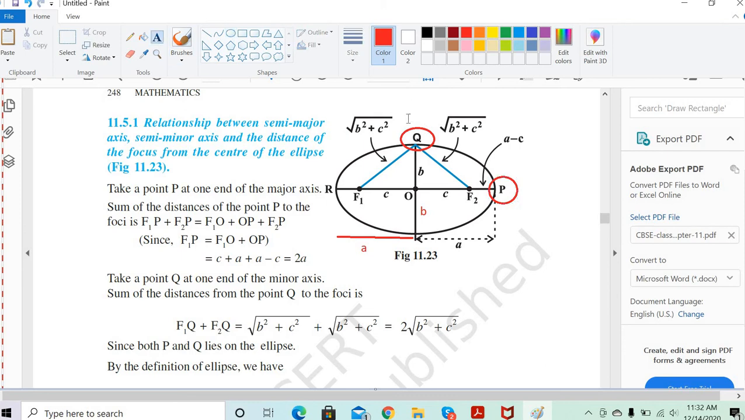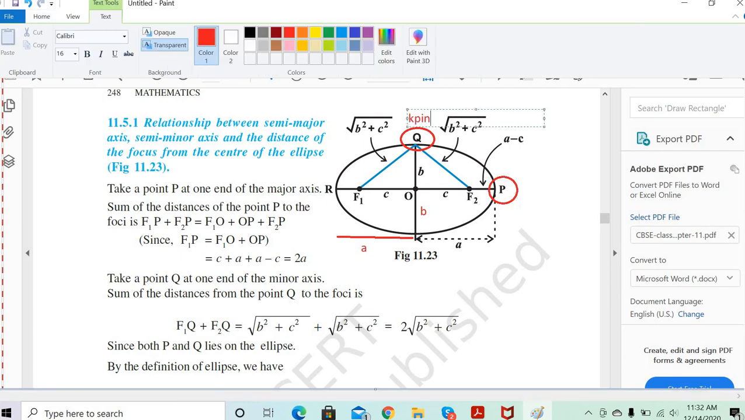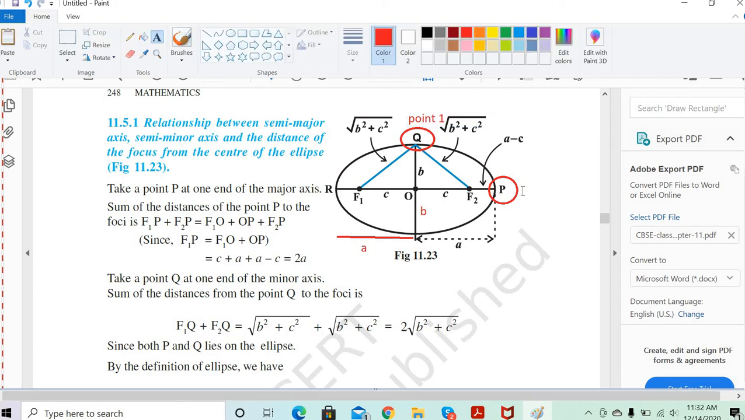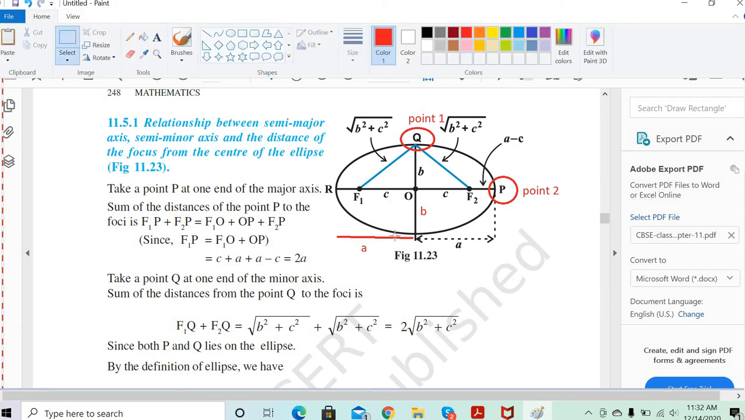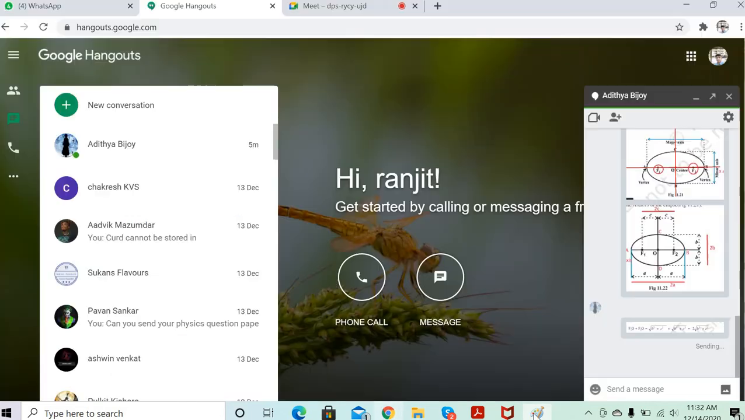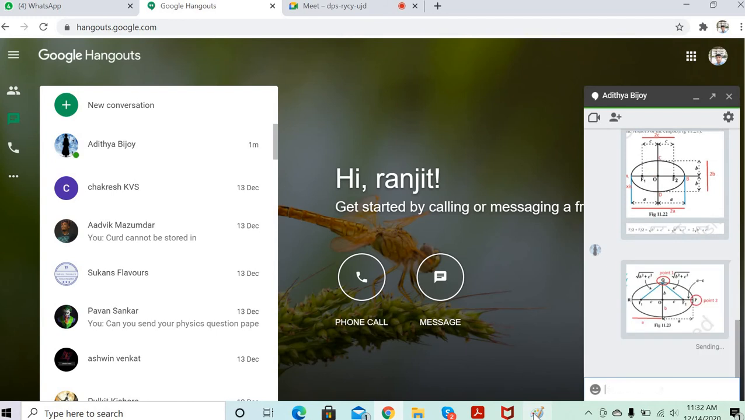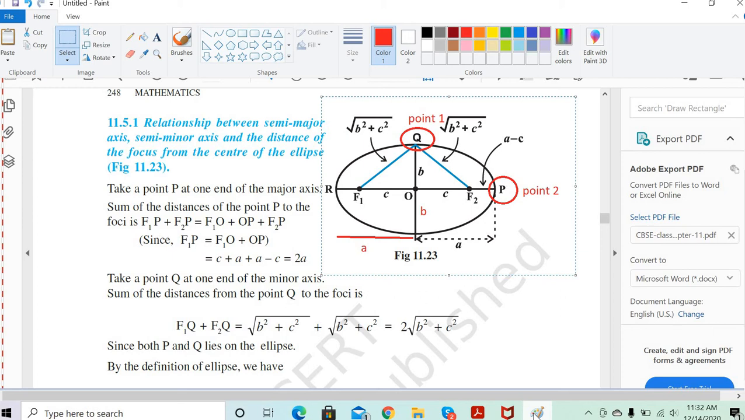Okay, good. So 2 points we are considering. This is point 1 and this is point 2. I'll just send you this part so that you understand better. So the first point we got. The second point we are analyzing, because for both points the sum of distances from F1 and F2 should be equal, isn't it? So 2 points we have considered on the ellipse. First is the point Q. Second point is P.